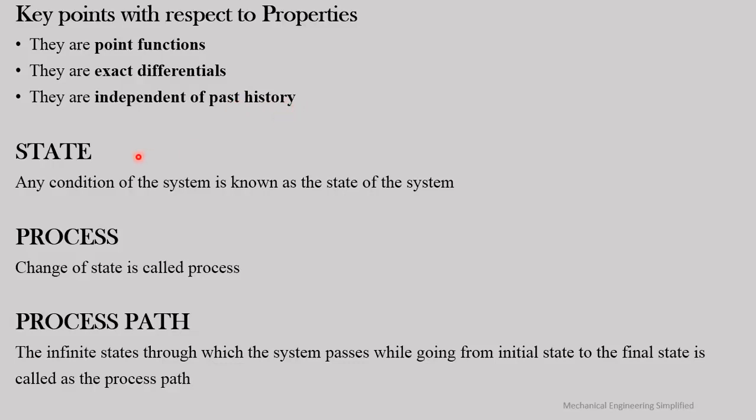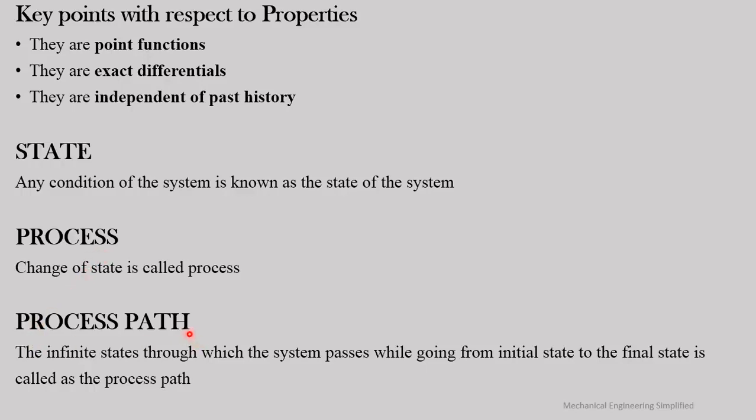Then we have state. What is it? Any condition of the system is known as the state of the system. Any condition means we have some specified pressure, volume, temperature, anything we have specified, that becomes a state. And what is a process? A change of state is called a process. We change any one property of the system and that becomes another state, and that change of state is known as a process.